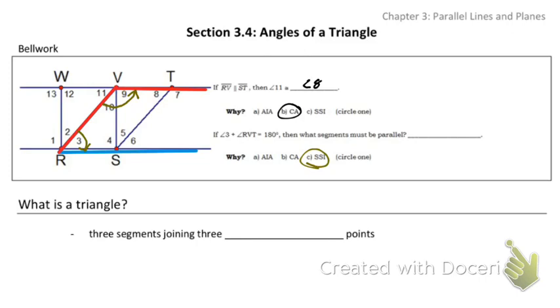So if this angle plus this angle equals 180, what are my two parallel segments? So it's probably good to actually put it in segment form. So we're going to say VT is parallel to RS. If you put lines above it, I'd be okay. If you put rays above it, I'm okay. I only care that you have the letters right.